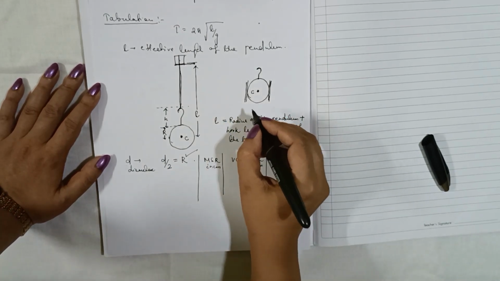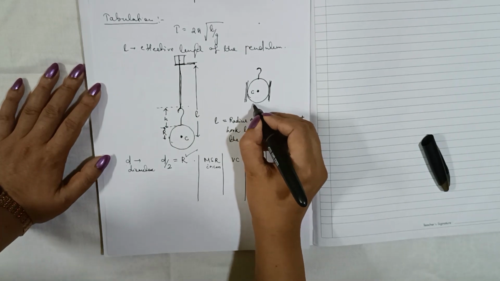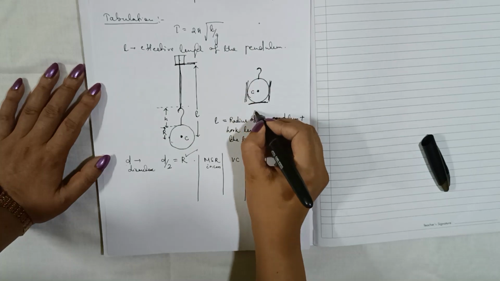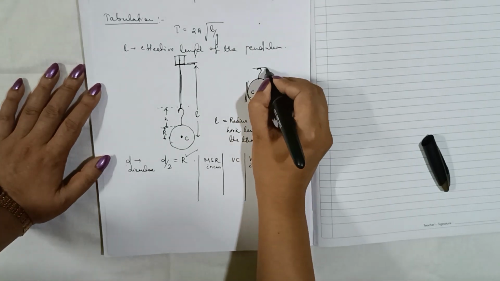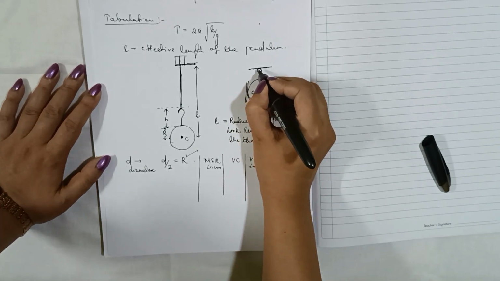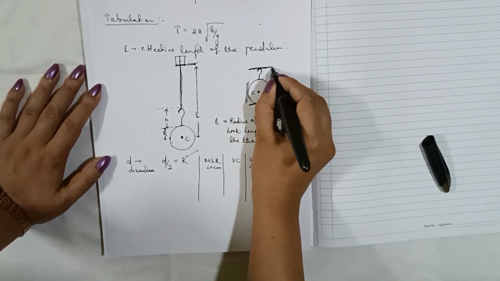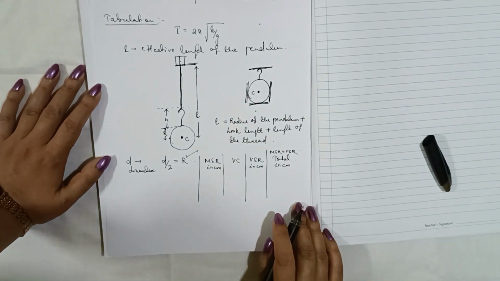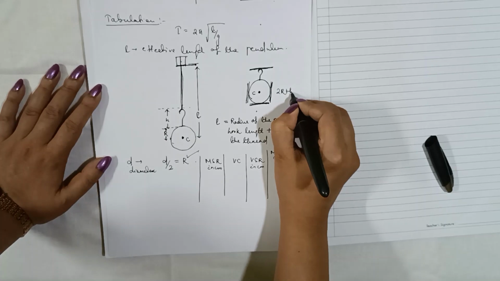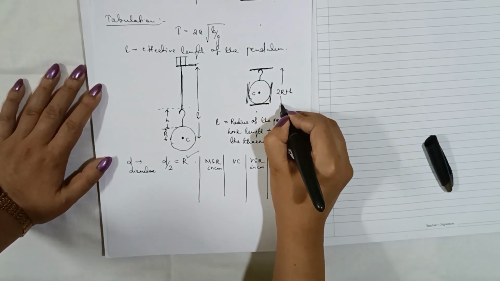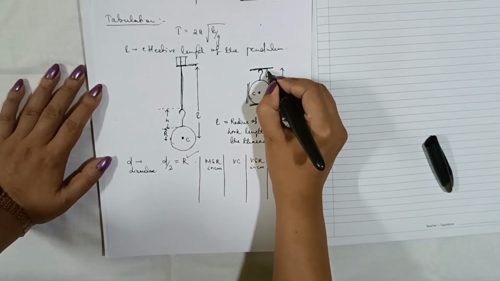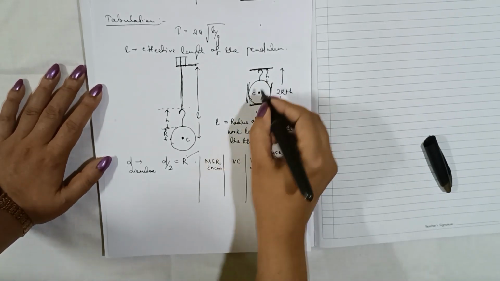Now, next thing what we have to do. We need to determine the diameter of the pendulum as well as the hook. That means we have to hold the entire pendulum with this hook inside the lower jaw of the vernier caliper. So this is nothing but called 2R plus H. Try to understand. 2R plus H. What is H? H is nothing but the length of the hook.